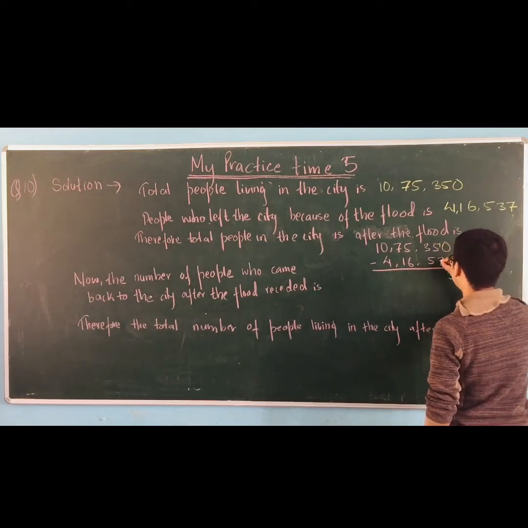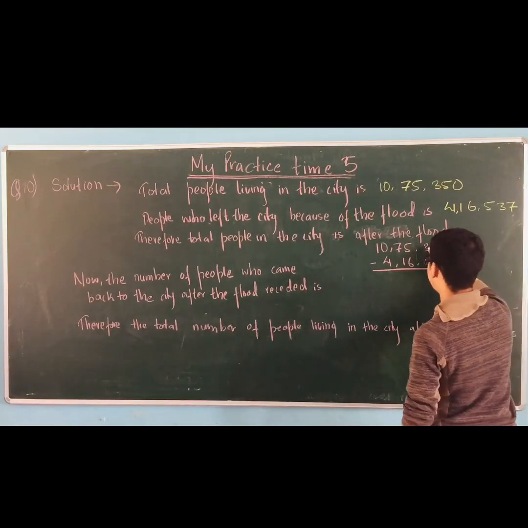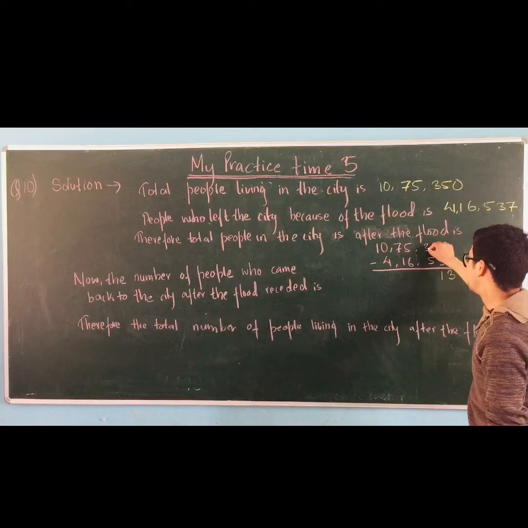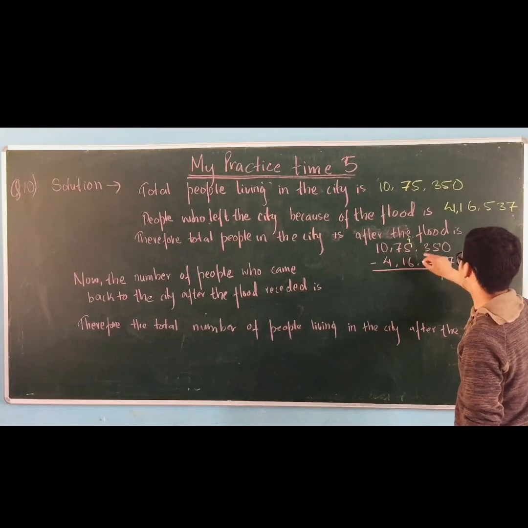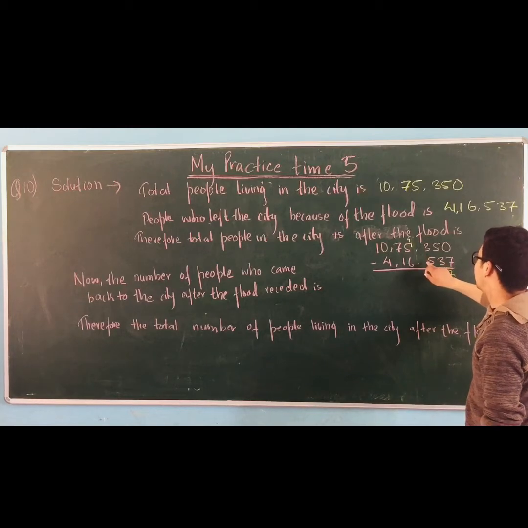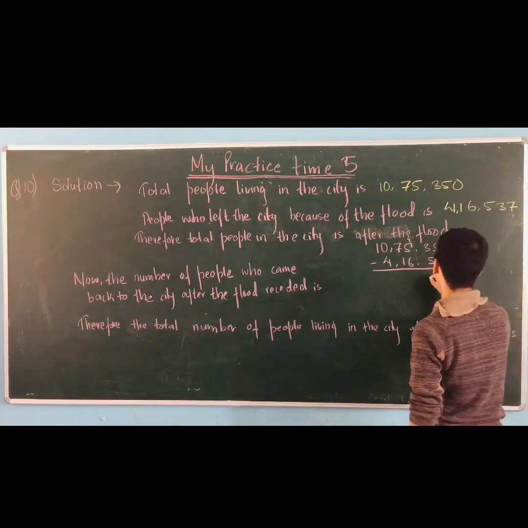So 4 minus 3 is 1. Now 3 is obviously less than 5. That means I have to borrow it from here again. Okay, so here it remains 4 and this becomes 13. So 13 minus 5: 5, 6, 7, 8, 9, 10, 11, 12, 13, that is 8.